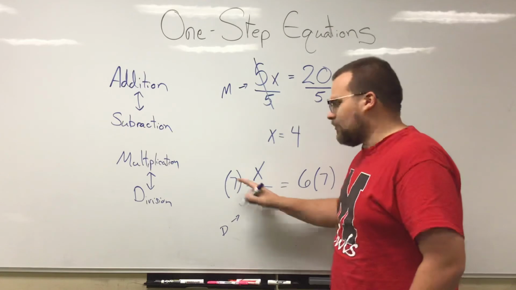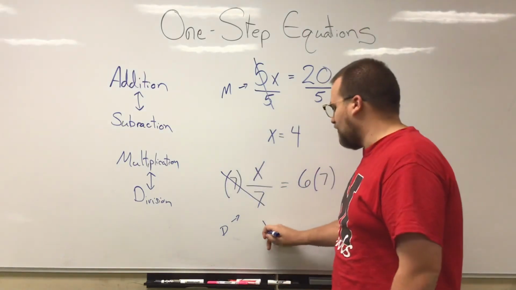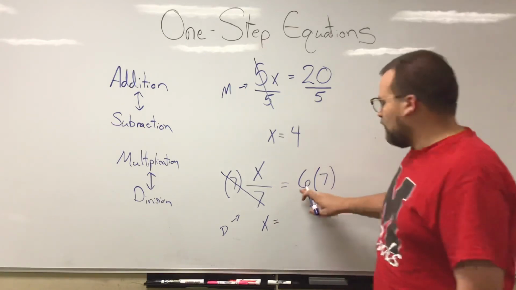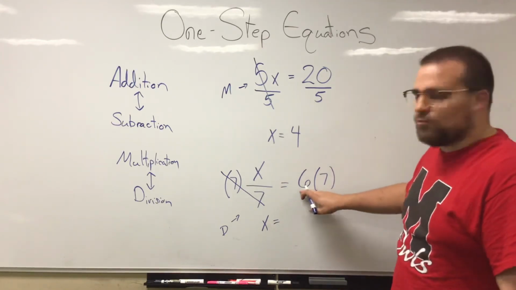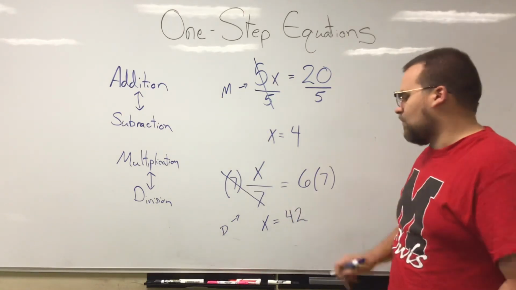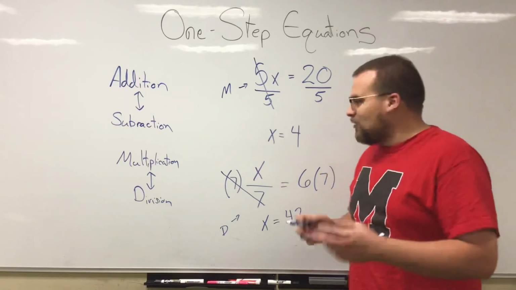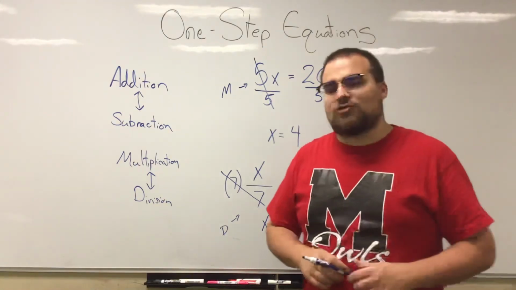These inverse operations cancel each other out. They go away. We're just left with x. And over here, I get to go ahead and do what it tells me. 6 times 7, I get 42. I found my answer.